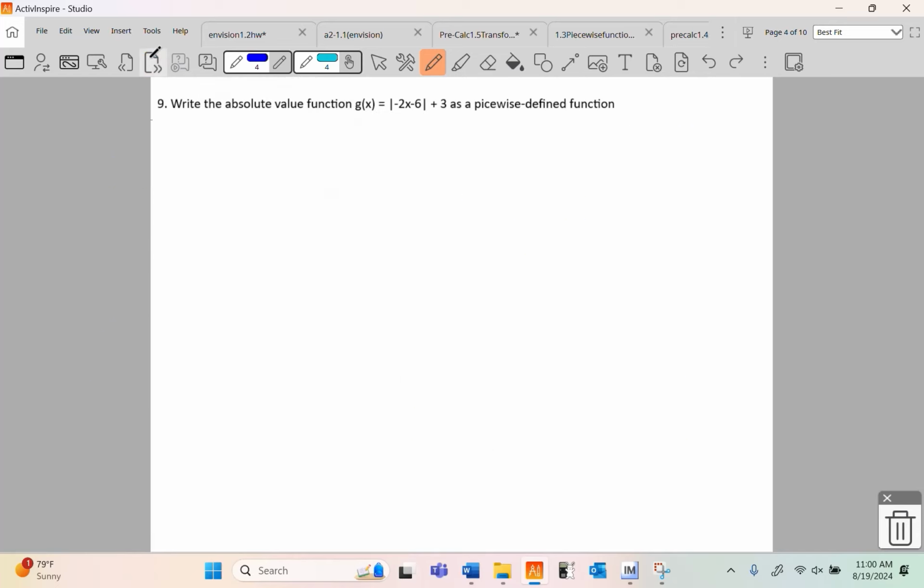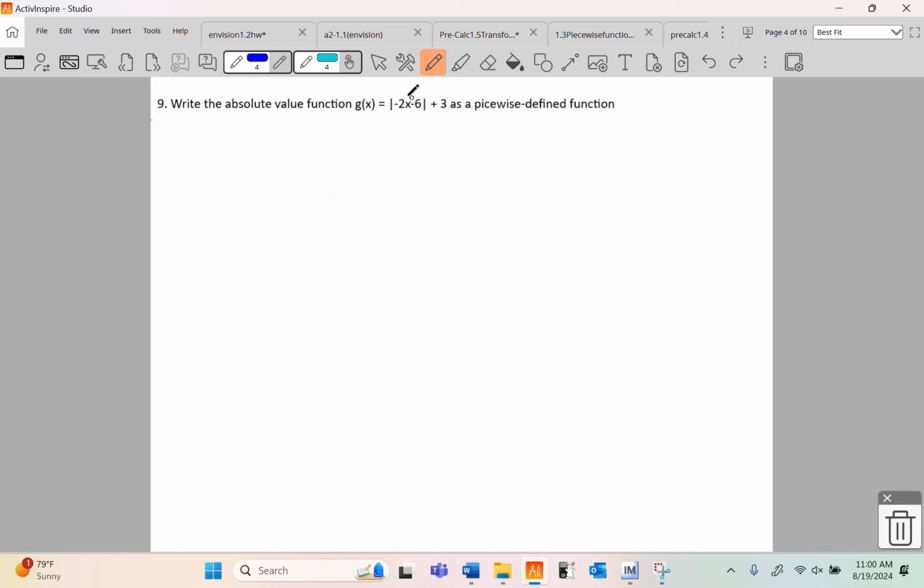9, write the absolute value function. G of x equals negative 2 absolute value of x minus 6 plus 3 as a piecewise defined function. The issue with this is mainly domain. Writing the equations is easy. It's the domain that's usually an issue. Algebraically, what you're supposed to do is figure out the x-intercepts and so forth. But what I'm going to do is think about the graph.